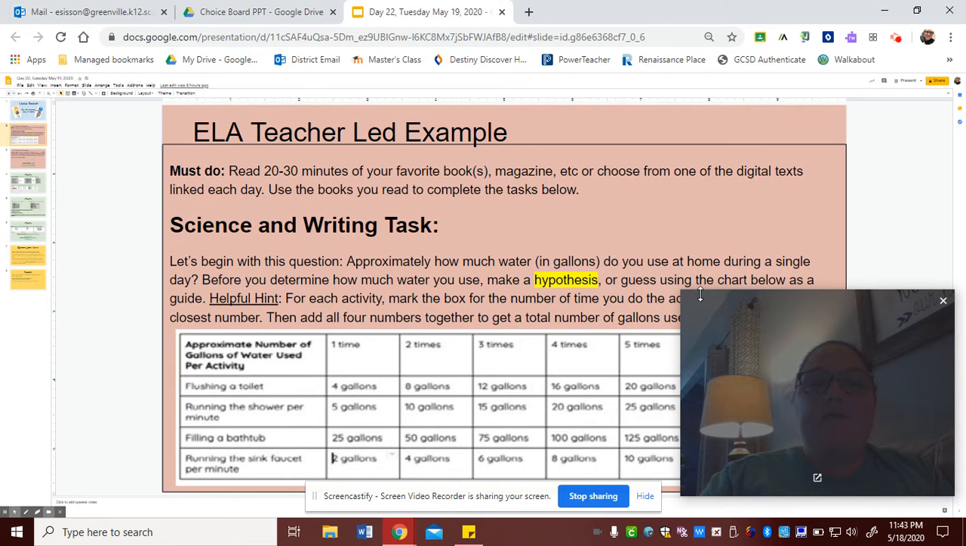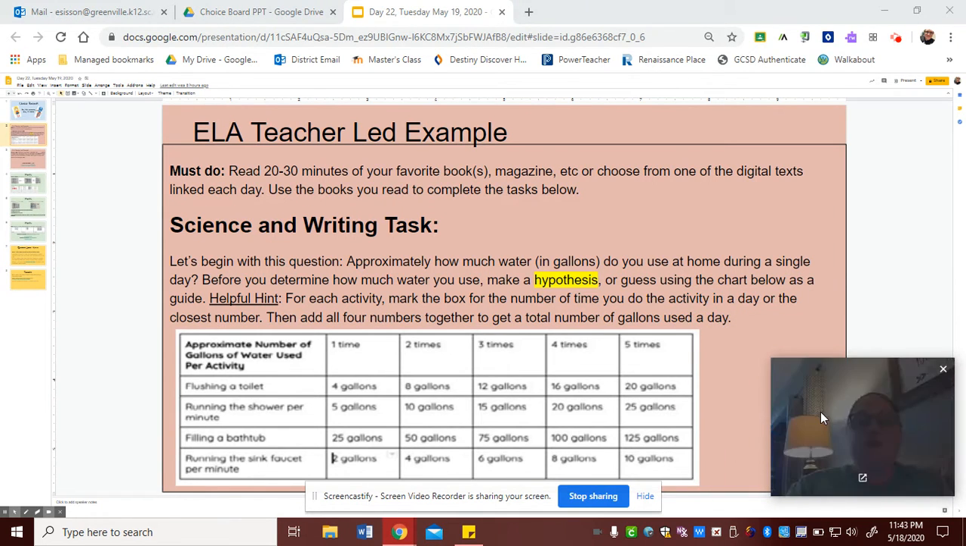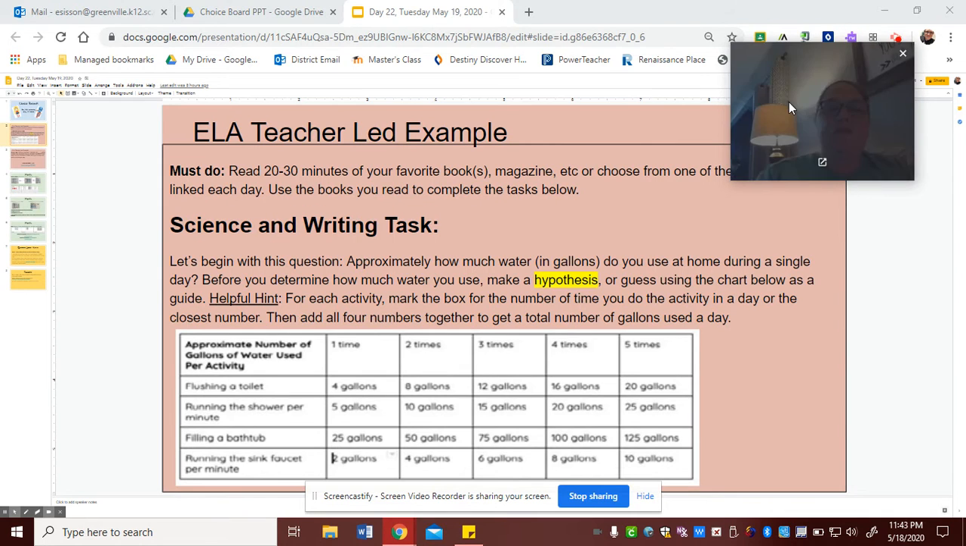All right. So for ELA, which is combined with science, you're going to begin with this question. Approximately how much water in gallons do you use at home during a single day? Okay, so in order to help you determine that, we gave you a little chart. Think about how many times you do each of these activities. It says before you determine how much water you use, make a hypothesis. That's a guess. So you might say, I use 75 gallons of water in a day.